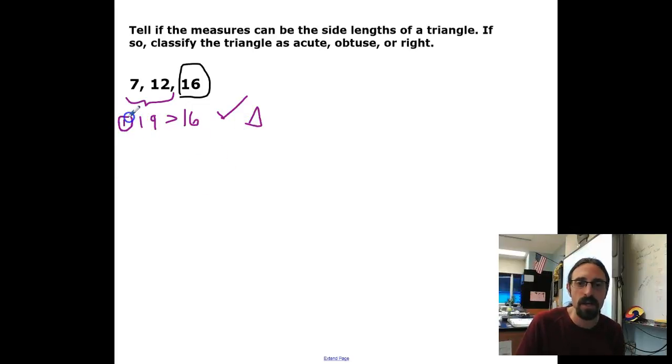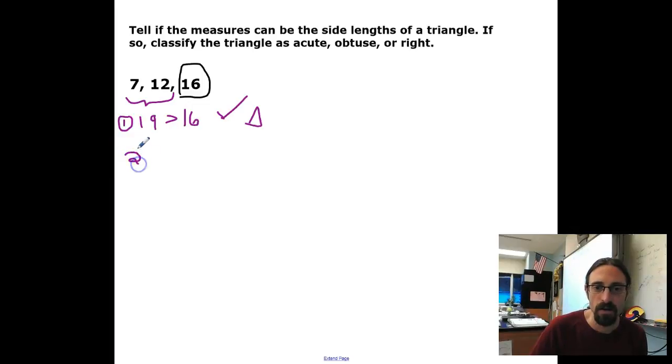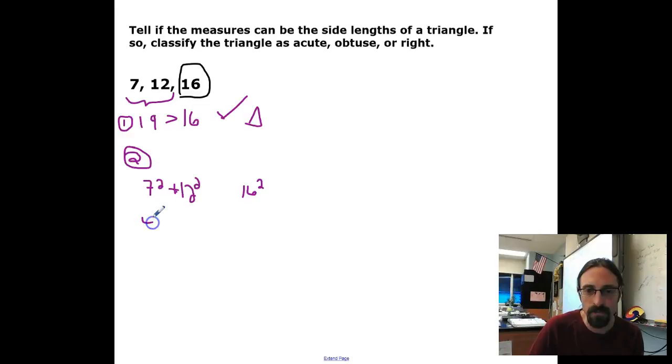Step 2 then is to square the sides and compare them. So 7 squared plus 12 squared. Oh man, this is painful. You guys can probably have the answer by the time I'm done. And you can compare that to 16 squared. 7 squared is 49. 12 squared is 144. Oh man, that's so hard. I wish I had the writing tool. Anyway, I don't. Do the best with what you got. 16 squared is 256. Boy, that is just scary looking.